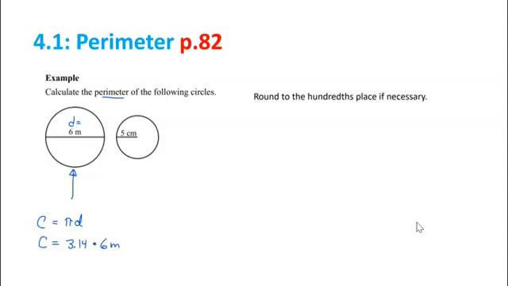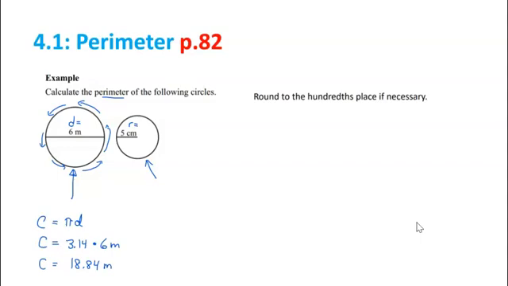Again, we're not going to have squared units here. We are measuring around this circle as though we take string and then lay the string out flat to get a linear measurement. So on our calculator, we put in 3.14 times 6, and we get 18.84. That's already at the hundredths place, so we don't need to do any rounding there. 18.84 meters.